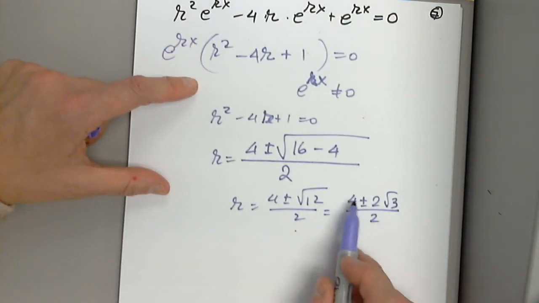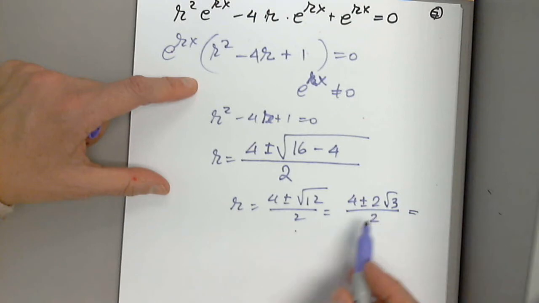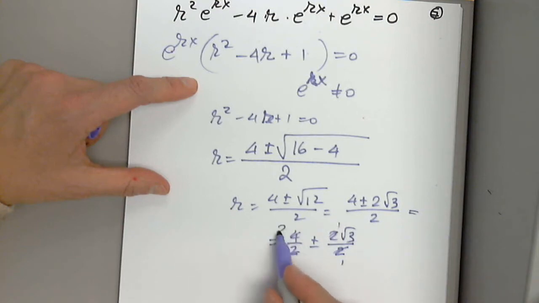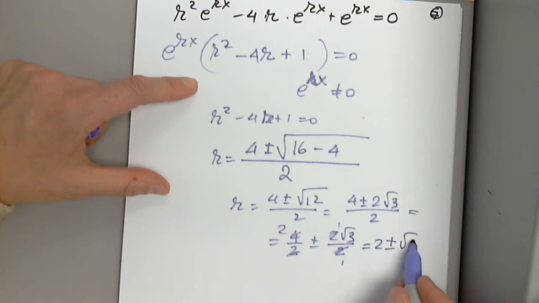So 2 the square root of 3 divided by 2. Do not simplify in a sum. You can separate 4 over 2 plus or minus 2 the square root of 3 over 2, and you simplify like this. That's allowed. 2 plus or minus the square root of 3.